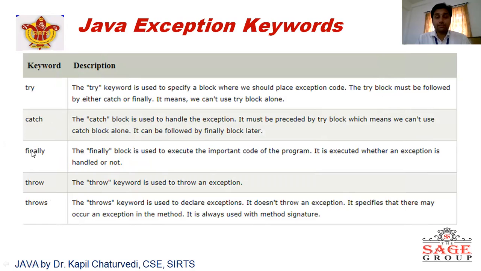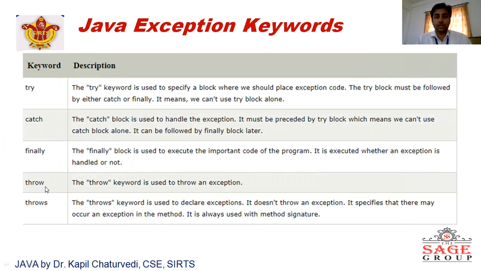And finally is a block used to execute the important code of the program. It is executed whether the exception is handled or not. In both cases, whether an exception occurred or did not occur, we want to execute some statements. That kind of statement we will put in the finally block.